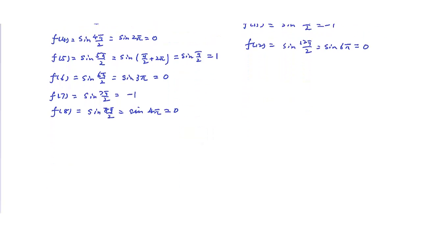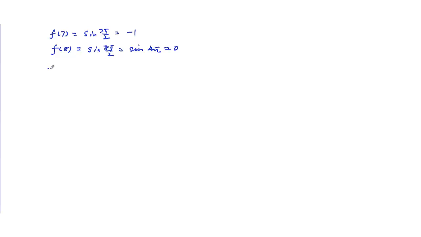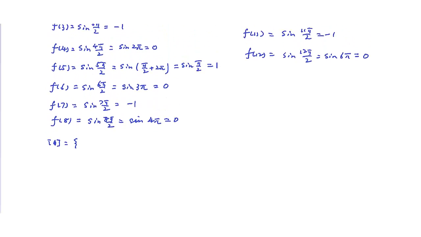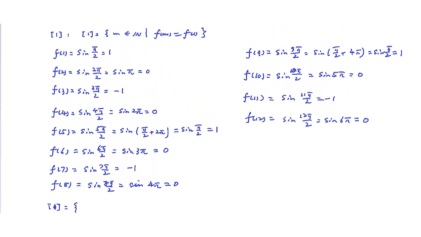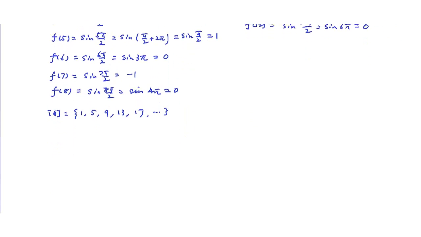So this helps us to get the equivalence classes. The equivalence class of 1 will be all the numbers that, when you evaluate, you get the same value. So f of 1, you get 1, and then f of 5, you get 1, and then f of 9, you get 1. Therefore, this set will be 1, 5, 9, and then this pattern increases by 4. So next will be 13, 17, and this is the equivalence class of 1.